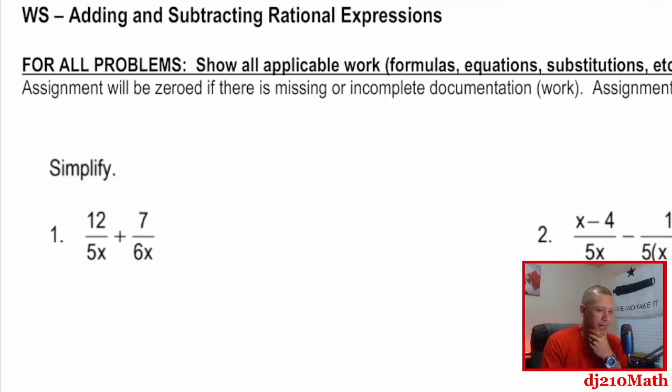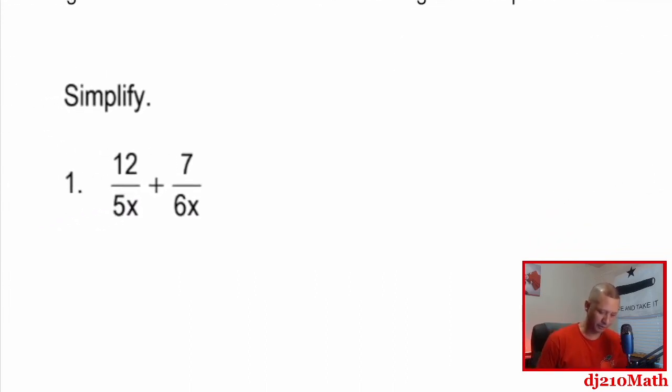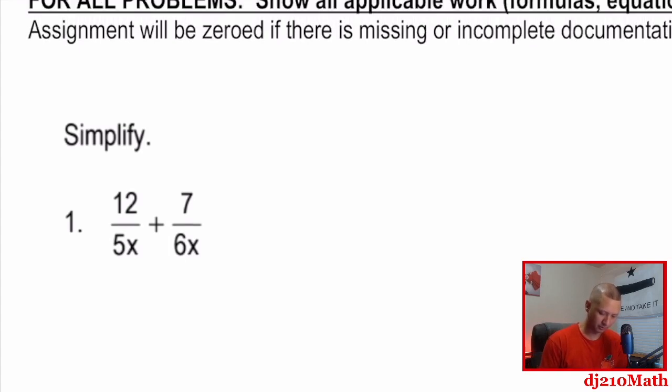All right. Adding and subtracting. Let's go. So, number one, 12 over 5x plus 7 over 6x.